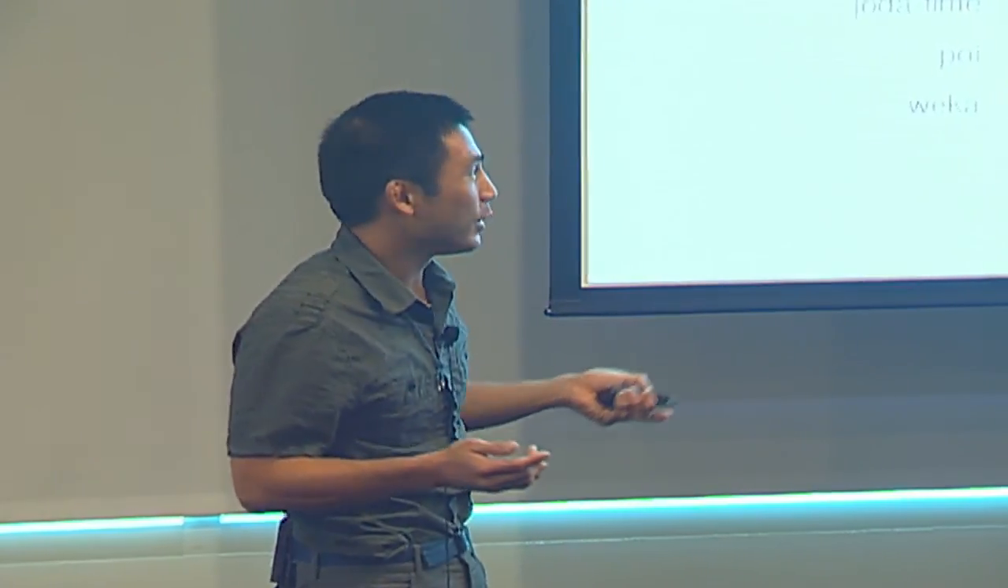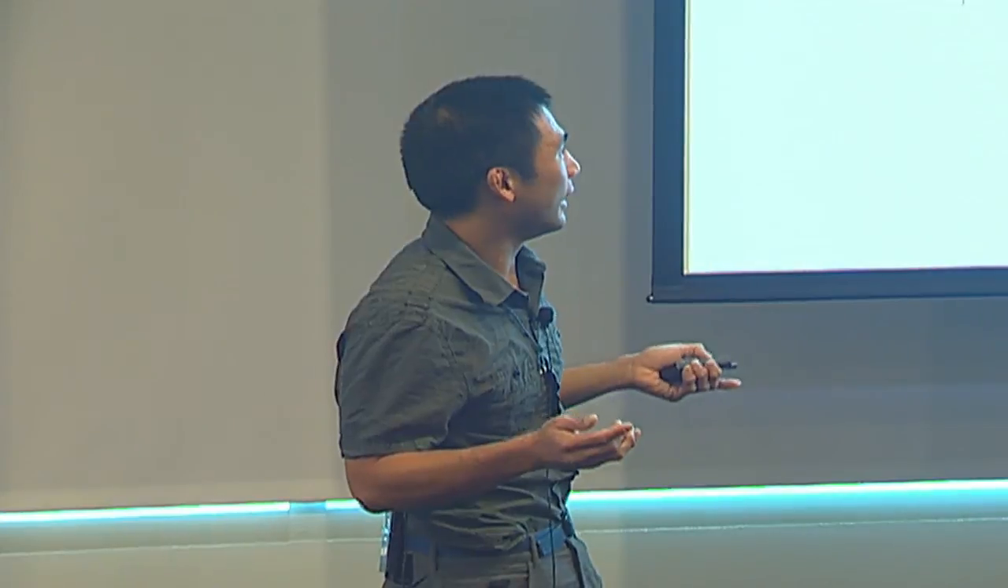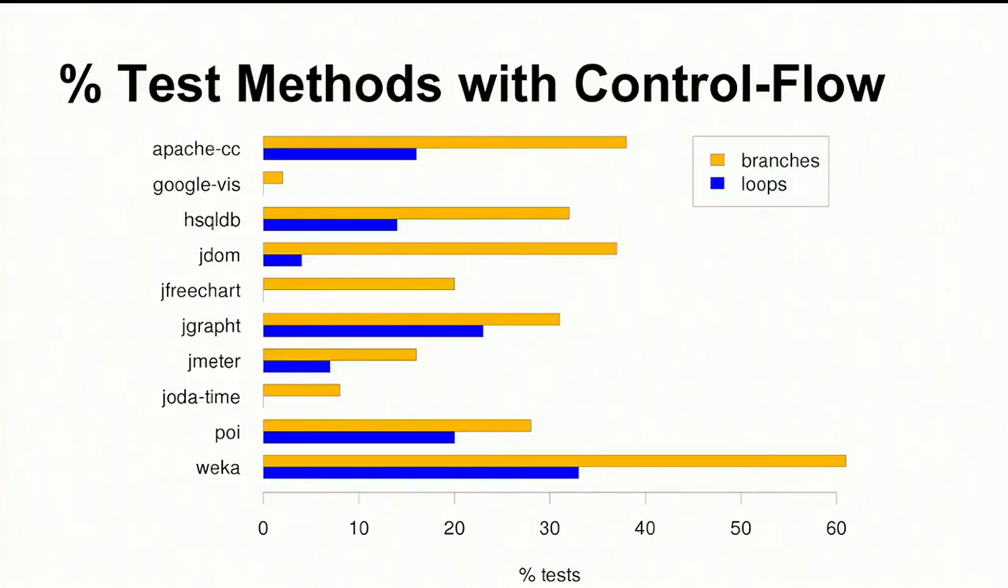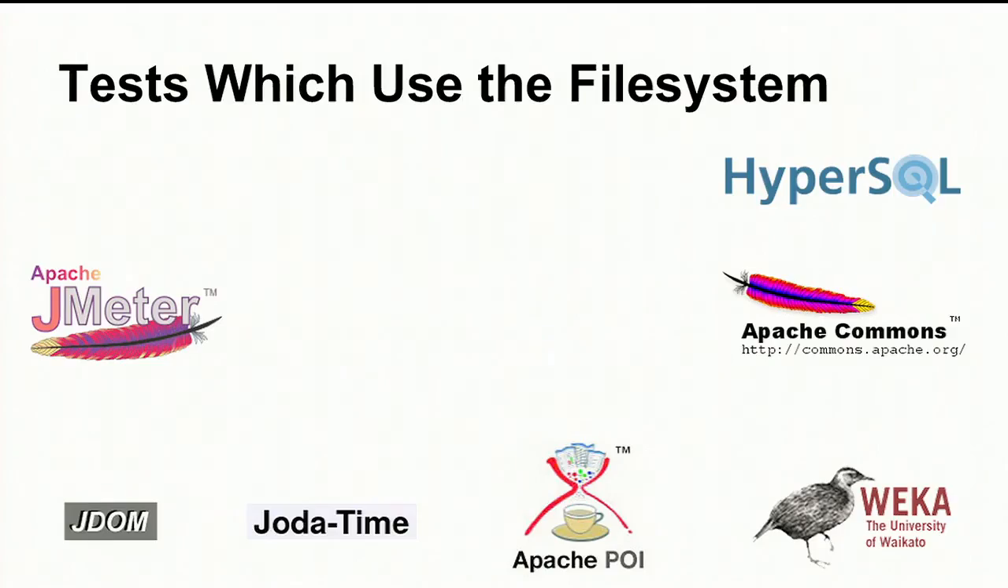In general, the geometric mean here is 5% of the test cases have loops, and it's about 20% of test cases here that have branches. So 80% of the test cases in general do not have branches, and so they're just straight line code. Some benchmarks do not have any loops at all, like Joda-Time and JFreeChart. So all of their test cases have at most branches, but no loops. OK, so that was the syntactic complexity of these tests. So most tests are pretty simple.